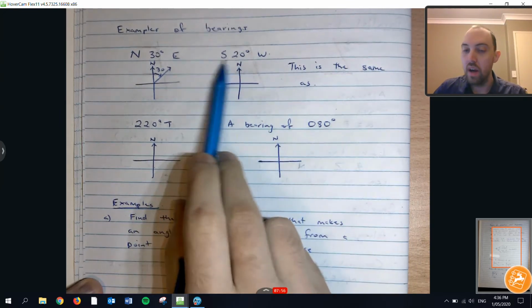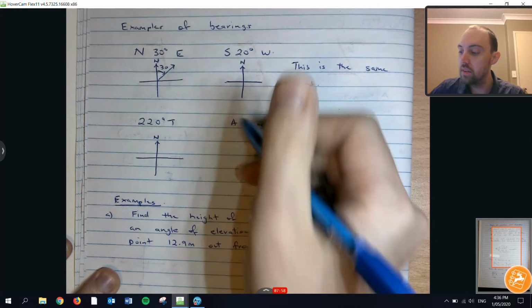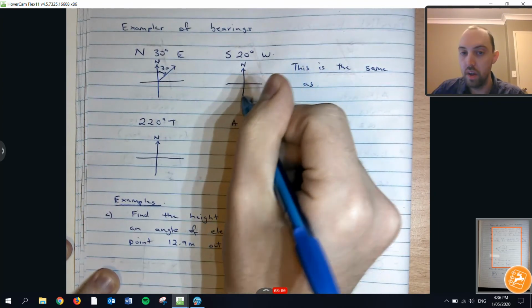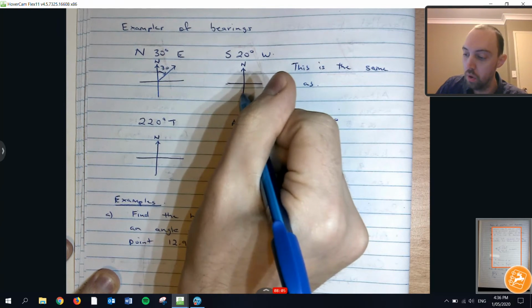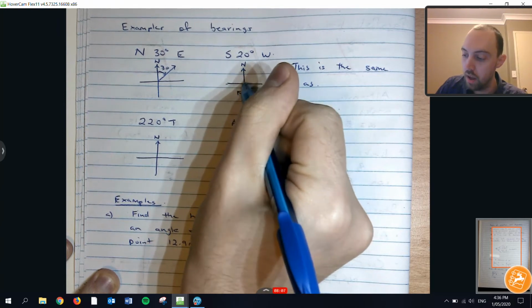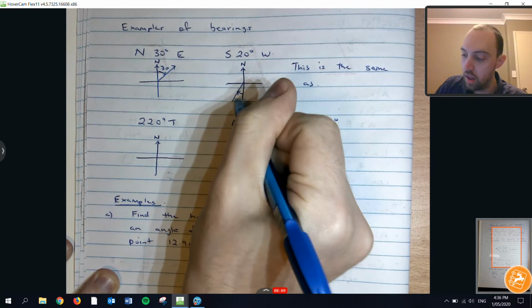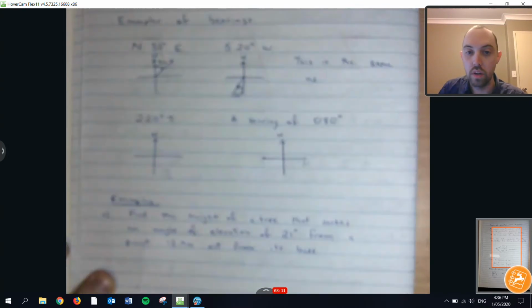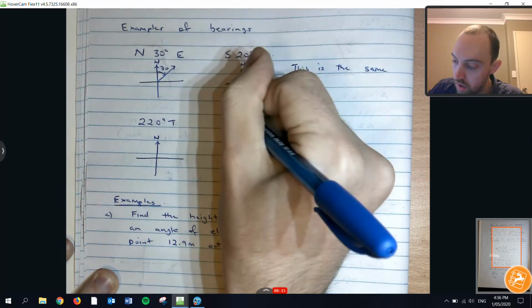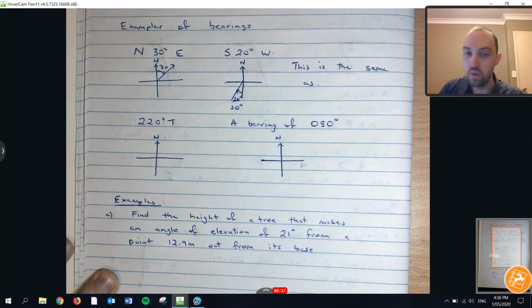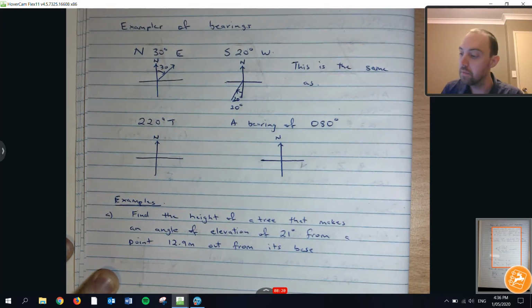If you have south 20 degrees west, you're going to start from the south line here, and then you're going to turn towards west until you've made an angle of 20 degrees. It might be a little bit hard to see. Scratch that. 20 degrees. It's mildly better.